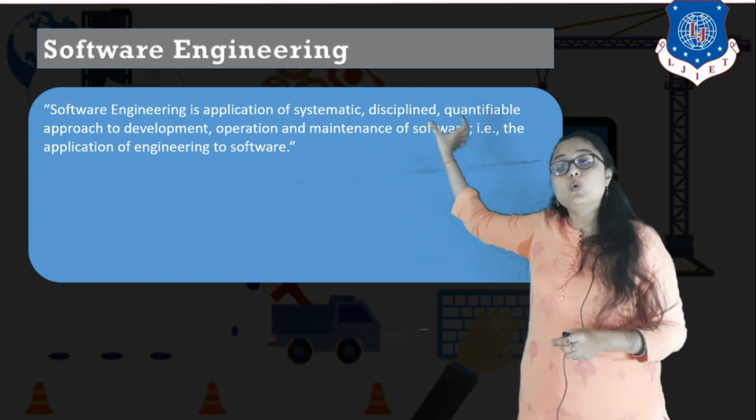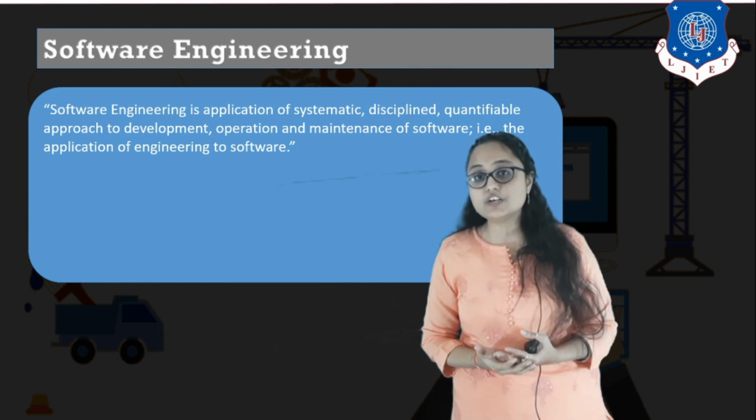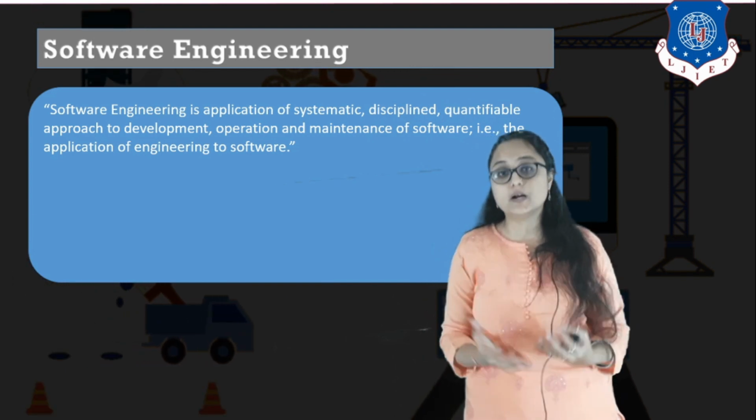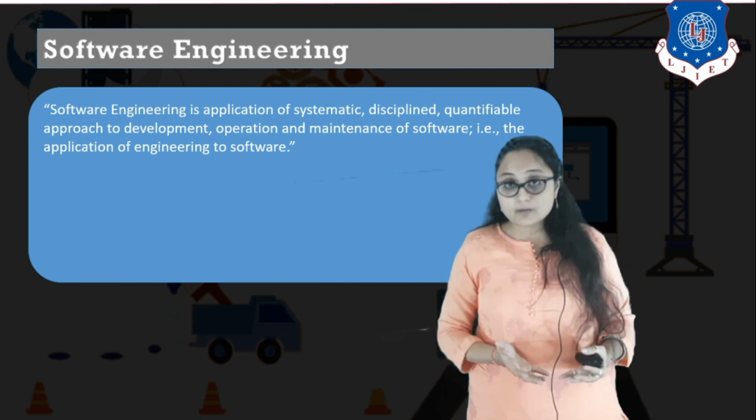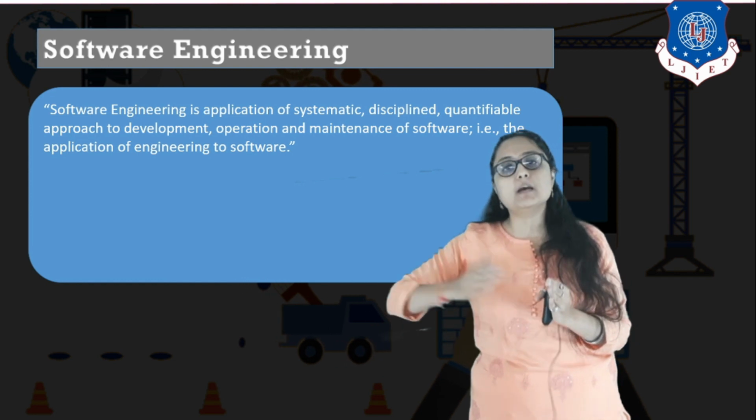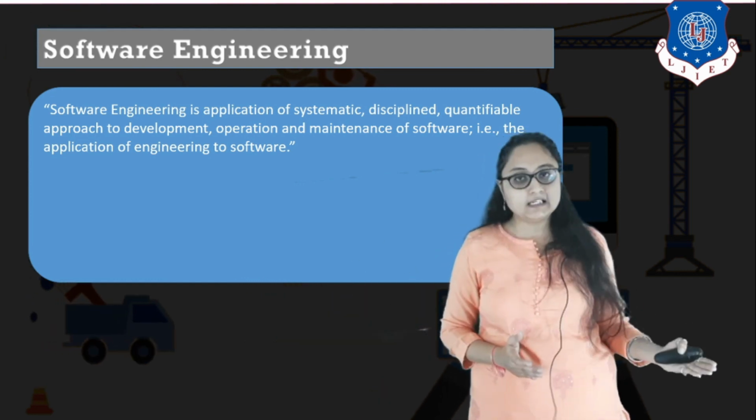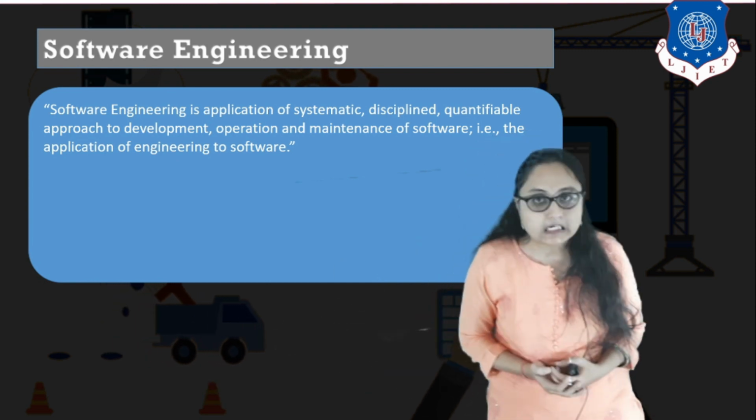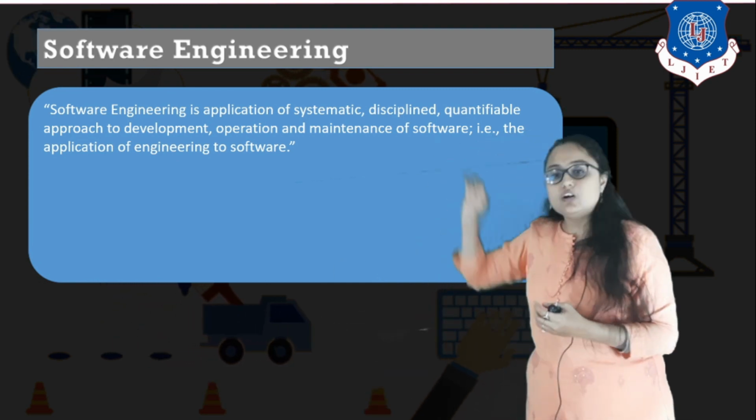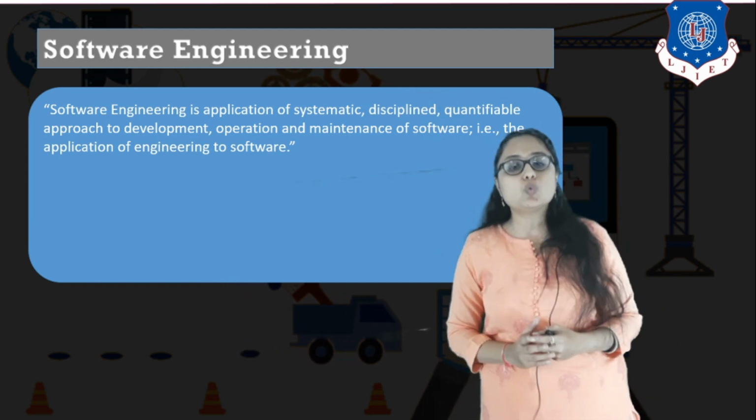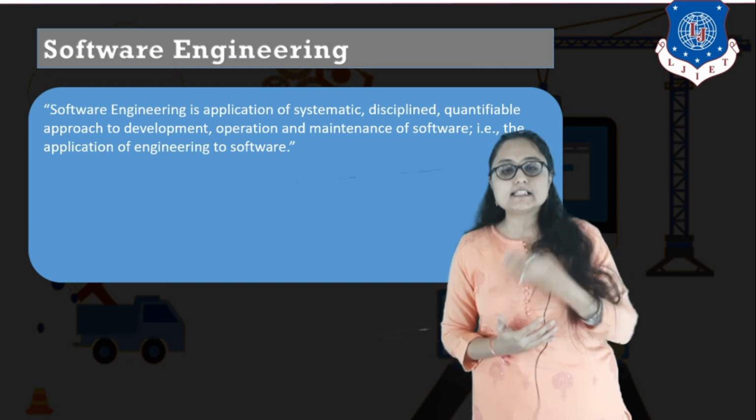And the last is quantifiable. What do you mean by quantifiable? Quantifiable is basically related to quantity. It means whatever methodologies you are following in software engineering should be measurable. That can be an indirect measure or a direct measure, which we will study in later chapters, but all the things that you are following in software engineering must be quantifiable. So again, let us study the definition.